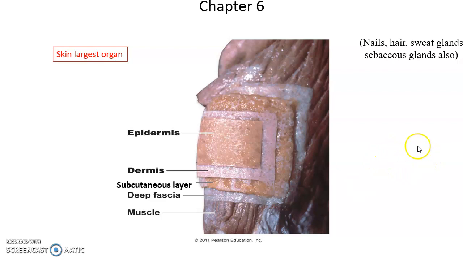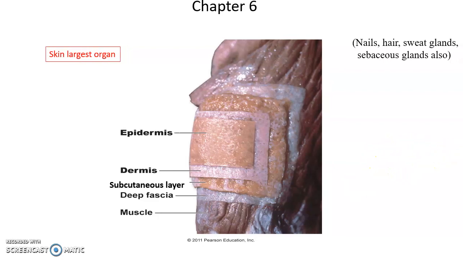Turns out the skin is the largest organ of the body and has associated with it things like nails, hair, sweat glands, sebaceous glands, so on.